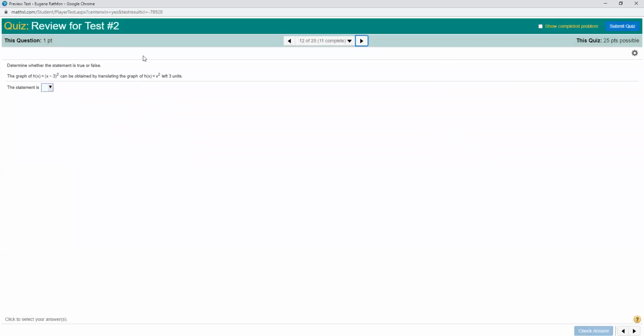So this says the graph of h of x equals (x minus 3) squared can be obtained by translating the graph of x squared left 3 units. If that's inside parentheses and negative, it doesn't actually move me left, it actually moves me right. Since that would actually move right, that would be false. All right, then moving on.